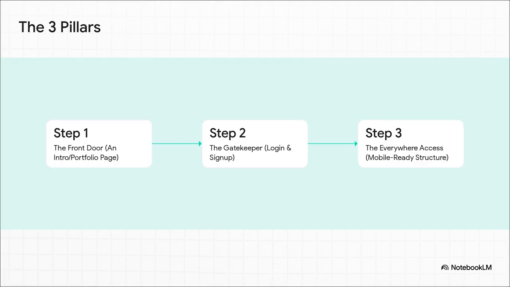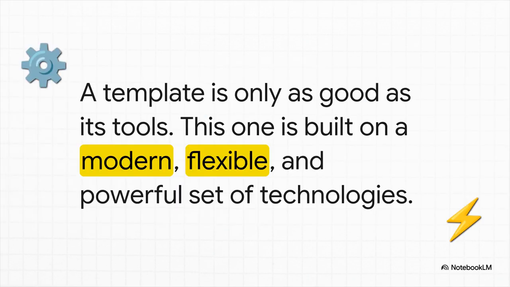First up, you need a front door, a clean intro or portfolio page so the world knows you exist. Next, you gotta have a gatekeeper, a secure, working login and sign-up system to manage your users. And finally, you need everywhere access, a design that looks great on a phone and is structured in a way that you could even turn it into a mobile app later. So you've got your presentation, your users, and your reach, all covered.